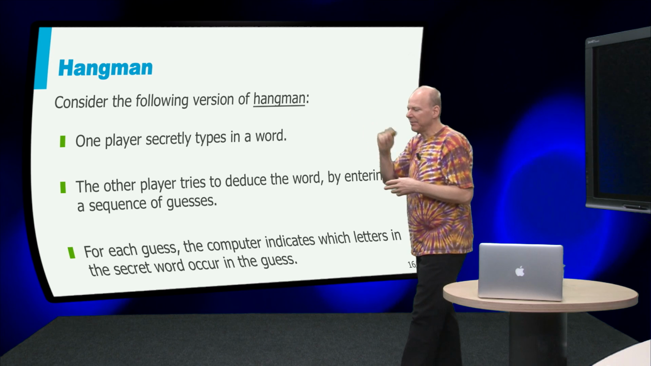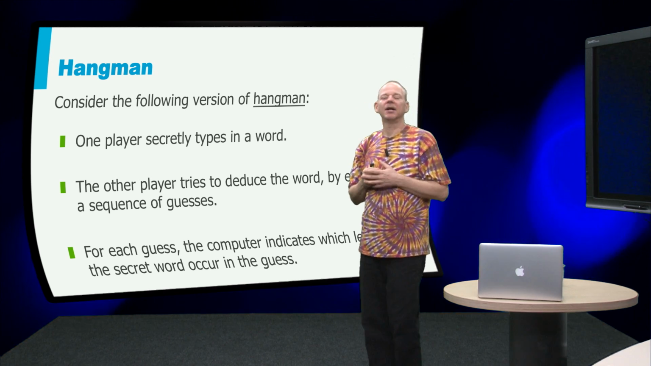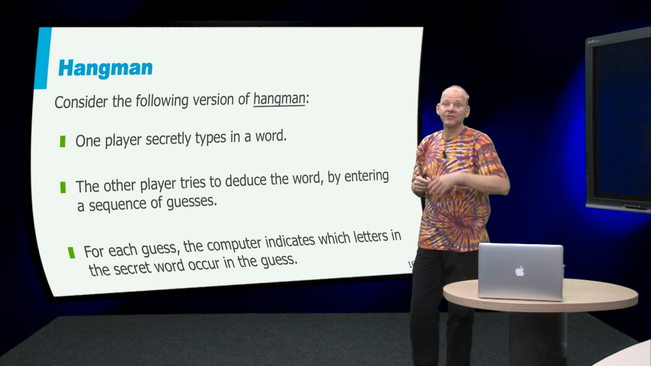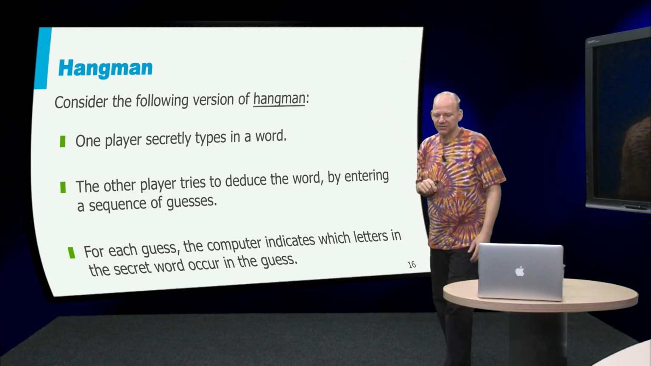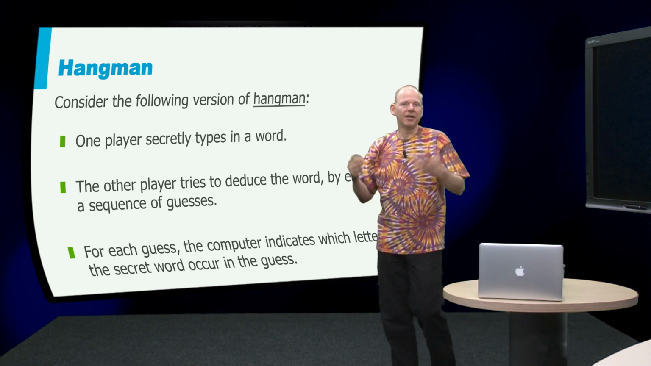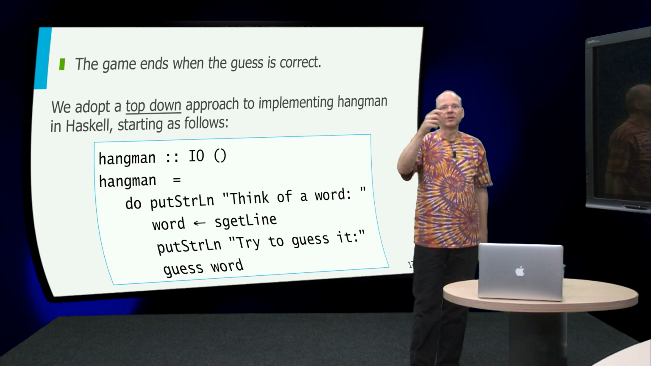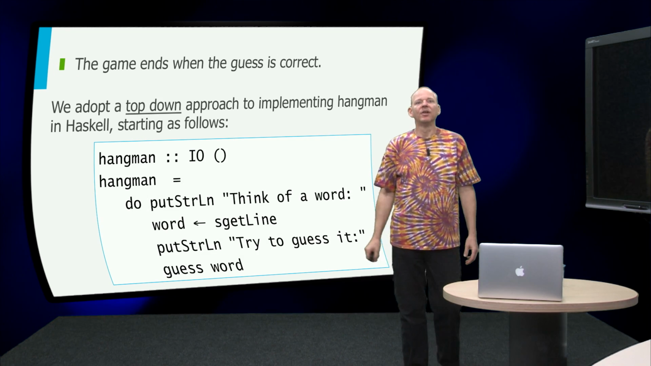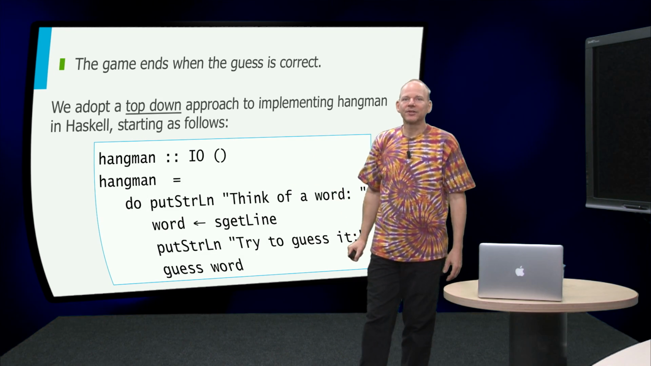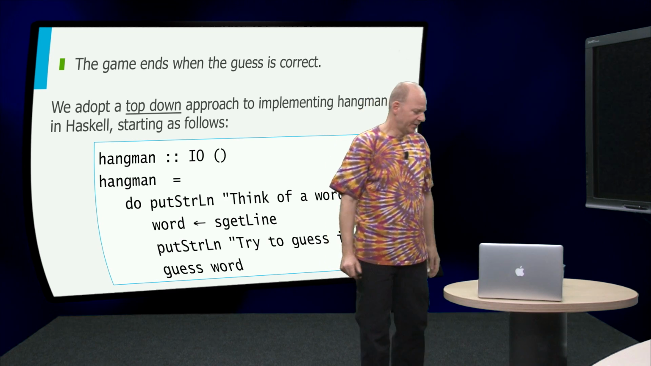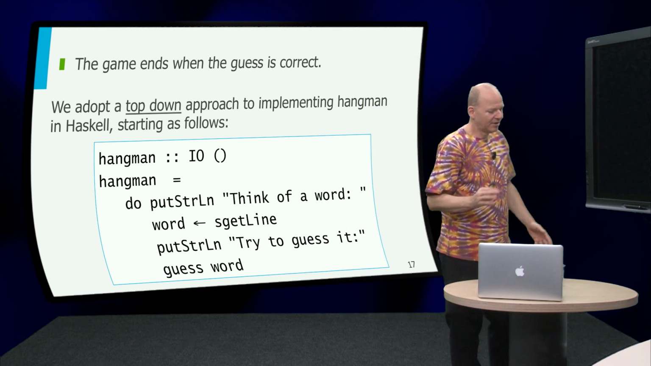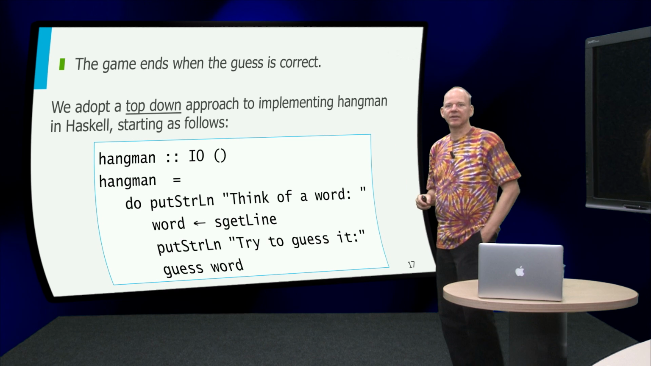And the hangman part is that you only have a finite number of tries, and you draw a picture, and then at some point you die because you ran out of turns. So the game ends when the word is correct. In this case, we don't draw pictures or try to make you lose.